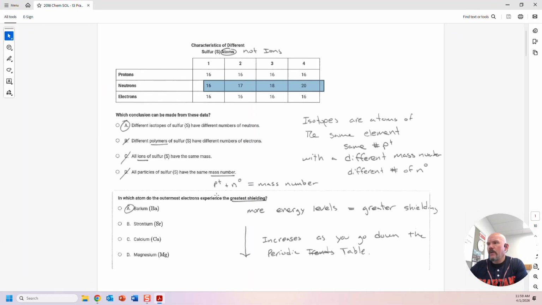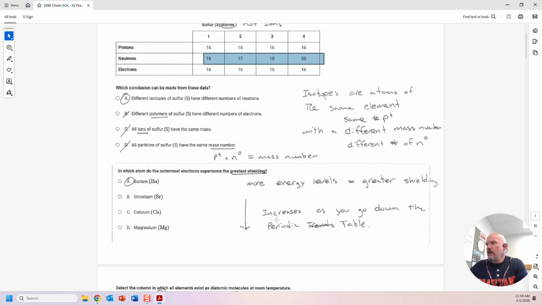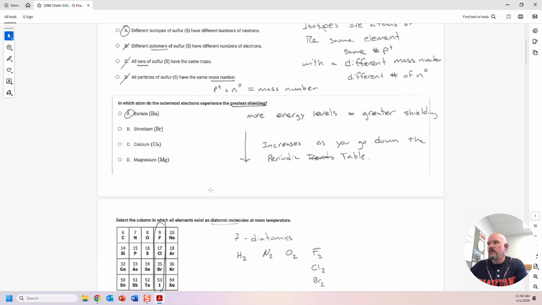Okay. What did I make notes? Yep. So increases as you go down the periodic table, right? More energy levels equals greater shielding. Okay.